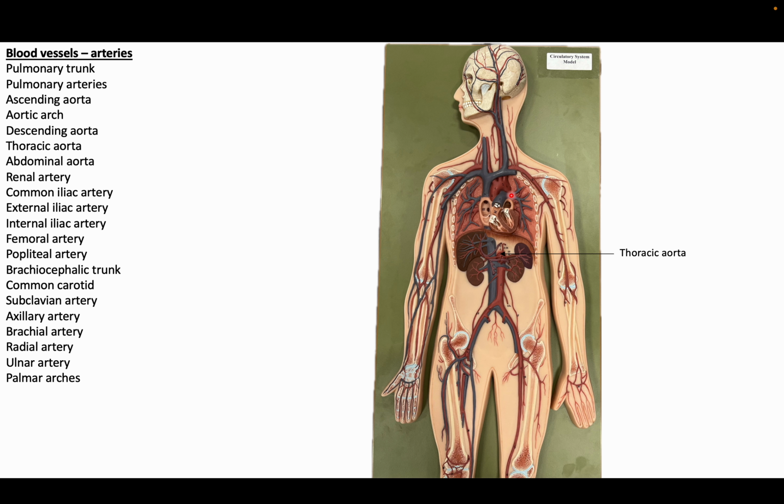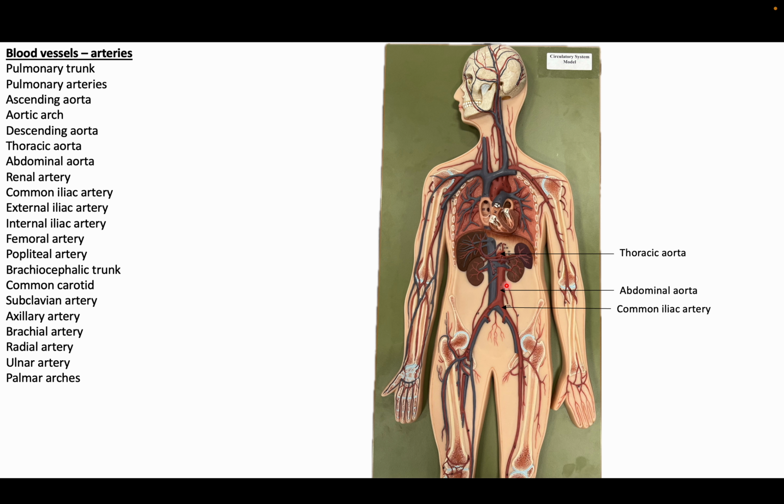Coming from the descending aorta, we see the thoracic aorta right here. The thoracic aorta is a blood vessel that supplies blood to the thoracic region and the upper part of your body. The thoracic aorta continues into the abdominal aorta, which primarily supplies blood to your abdominal organs.